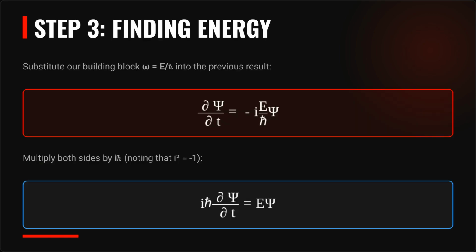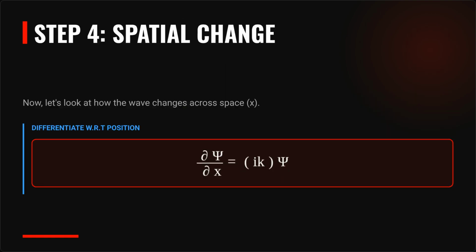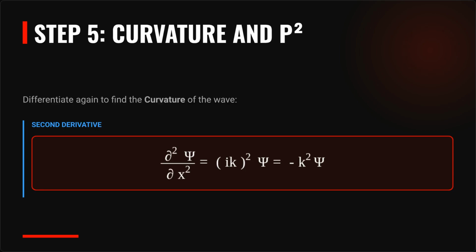Step 3, finding energy. We substitute our energy-frequency relation into the time derivative and multiply by i h bar, yielding the relationship for the total energy E. Step 4, spatial change. Next, we differentiate the trial wave with respect to position, x, to observe its change across space. Step 5, curvature and p squared. By differentiating again, we find the second derivative, representing the curvature of the wave.